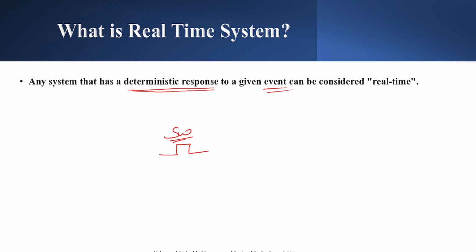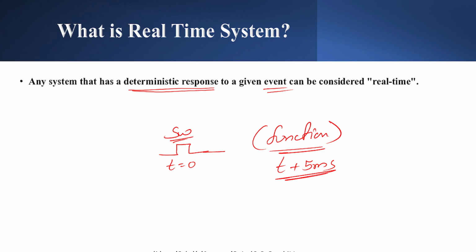Okay, I triggered a switch at time t equal to 0, and I want a function related to this switch to be executed or completed within t plus 5 millisecond. So if this function completes within this time period, t plus 5 millisecond, then I will say it is a deterministic function, because this function has been completed within a particular determined time.